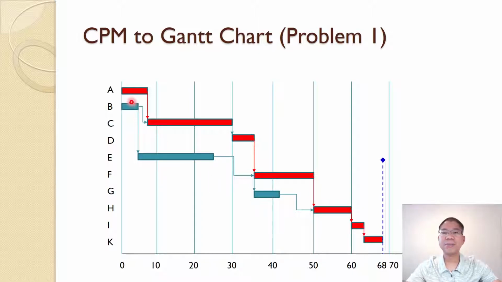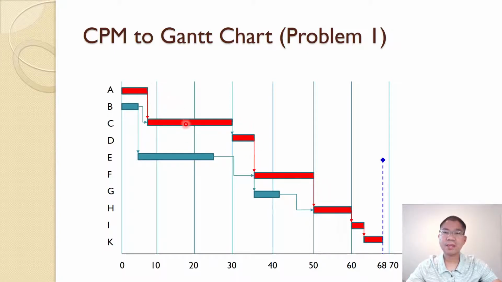So you can see B starts as soon as possible at day 0. Then on the other activity, E also starts as soon as possible, as soon as B starts. But as you can see, there is a float between B and activity C here. So B, I can shift 2 days. So the red one here is not the late start, but is the activities on the critical path.